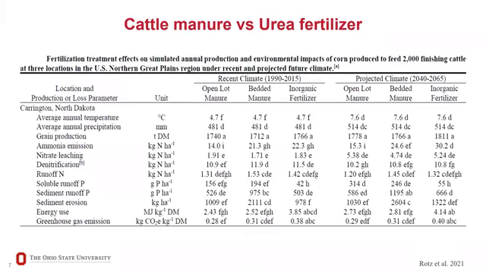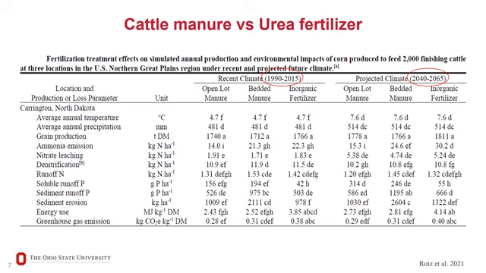So this is one piece of research conducted in the northern Great Plains area, and they compared what happens if they use cattle manure versus urea fertilizer. You can also see here that they compared the performance in two different time periods, from 1990 to 2015, and also from 2014 to 2065. So that means the model is also useful to know what happens in the future.